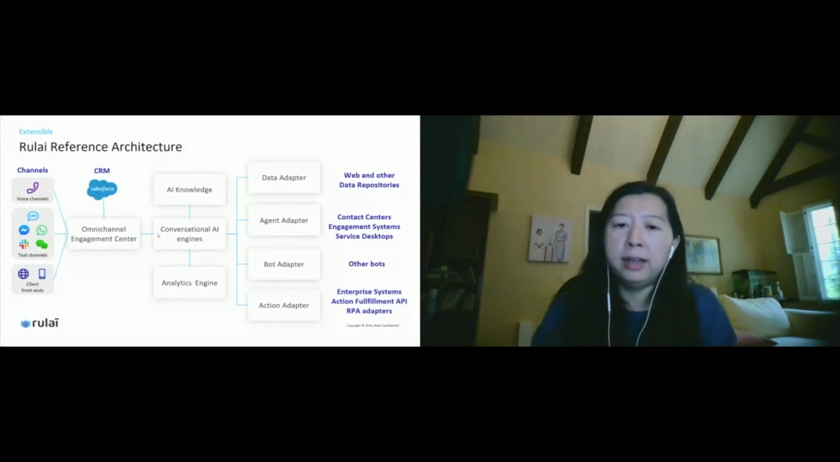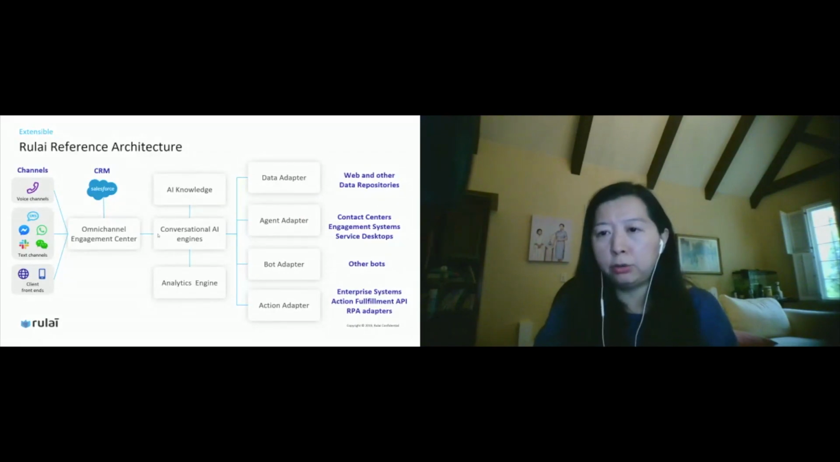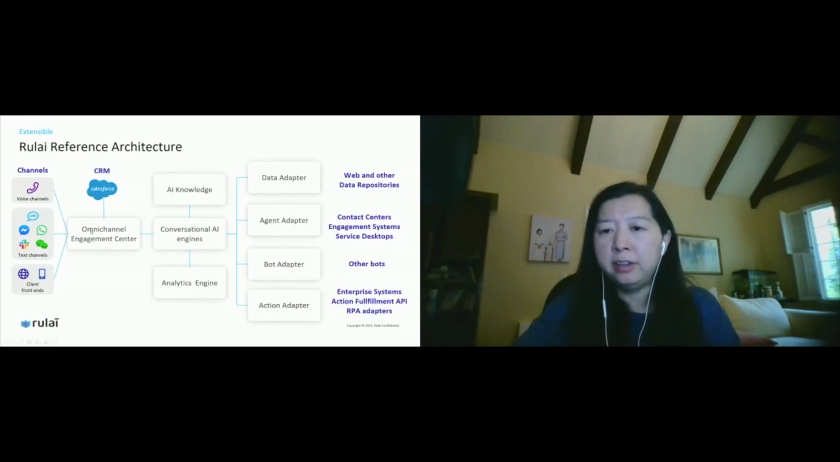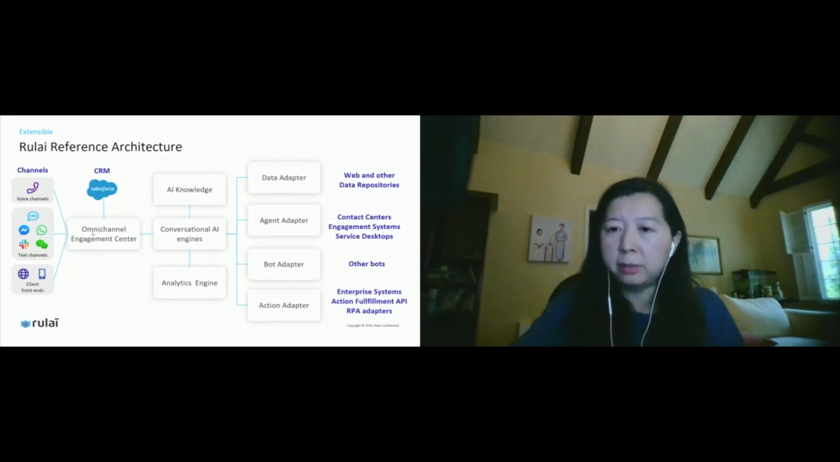Let me use Rul.ai's conversation solution reference architecture to illustrate what we mean by extensible. Here is the architecture. In the middle, we have the conversation AI engine with AI knowledge, and that includes structured, unstructured, and semi-structured data and workflows, and also an analytics engine to understand the bot's performance. And on the left, we have the omni-channel engagement center. With it, the virtual assistant can support omni-channels integrated seamlessly with voice and text-based customer touchpoints. And the virtual assistant can maintain state across the customer journey as a customer switches between those channels.